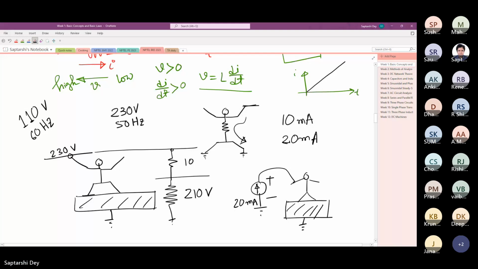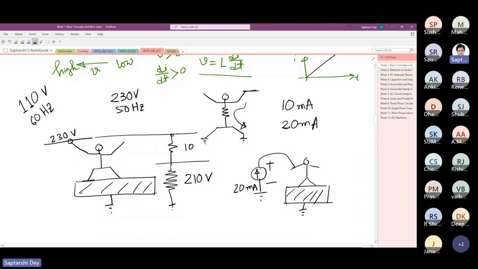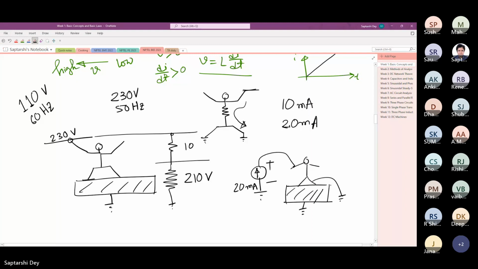No one can save. Sir, but what about the wood, it also has resistance now? It has resistance, but this current is always 20 milliampere. It does not matter what it is. Even if there is no wood, even if this person is standing directly on the ground, this current is 20 milliampere through his body. And if there is a wooden plank, there is also 20 milliampere through his body.